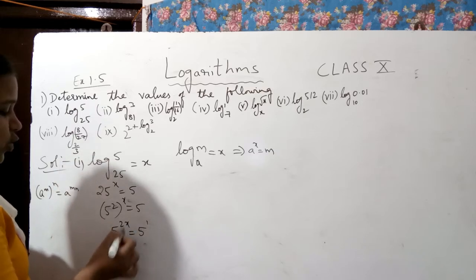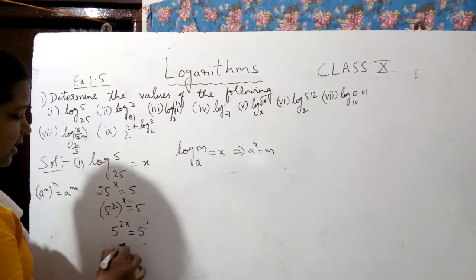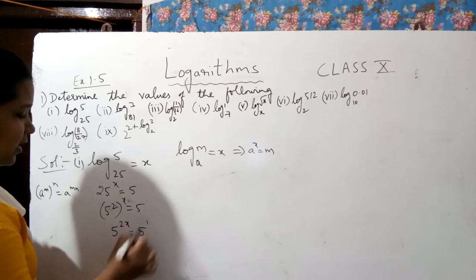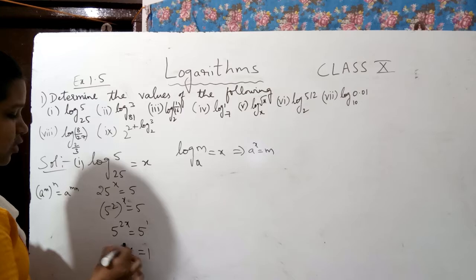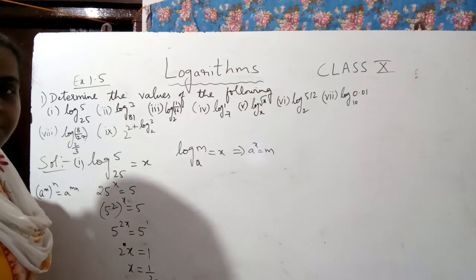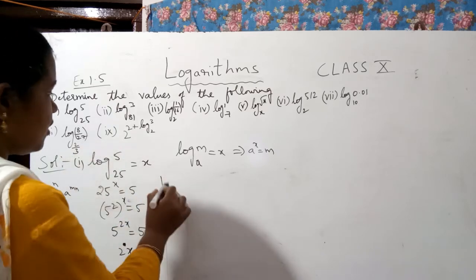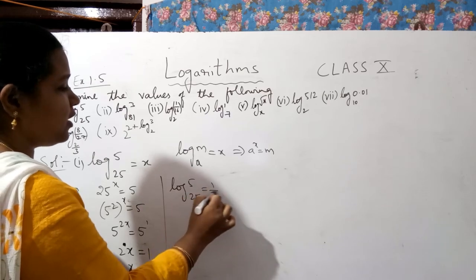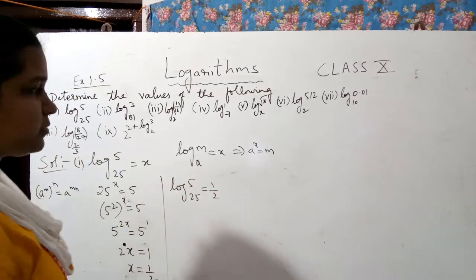So here the bases are equal, so equate the powers. We will get 2x is equal to 1. Bring this 2 to the other side, and I'll get x is equal to 1 by 2. So the value of log 5 base 25 is equal to 1 by 2.